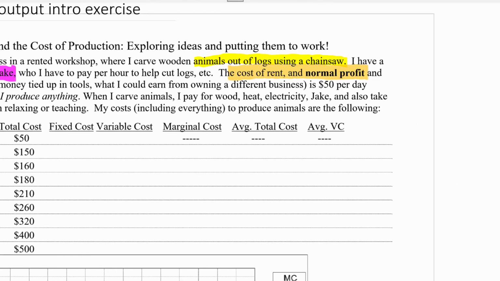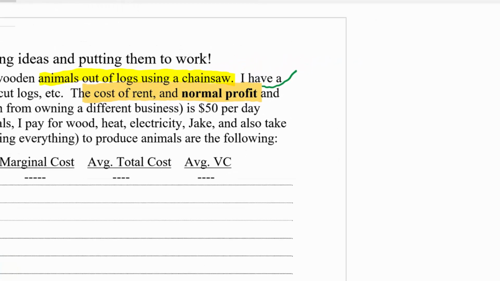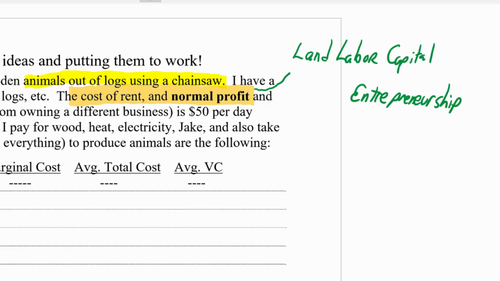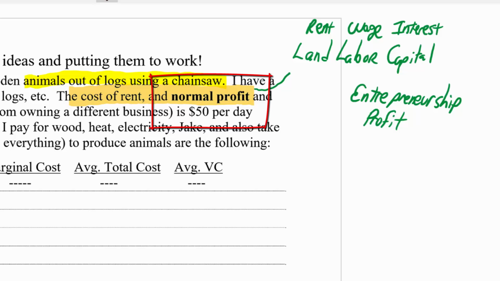Normal profit, if you remember when you're talking about the four factors of production that you need in order to produce anything, we talk about land, labor, capital, and entrepreneurship. Usually we call payments to land rent. We call payments to labor wages. We call payments to capital interest. And we call payments to entrepreneurship profit. That's exactly what we're talking about here when we say normal profit.